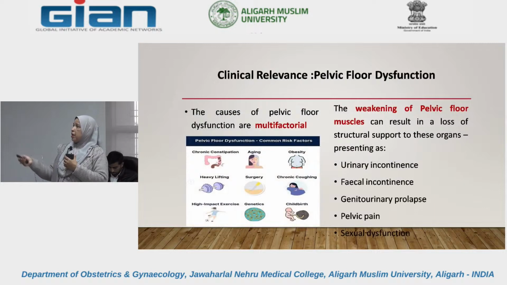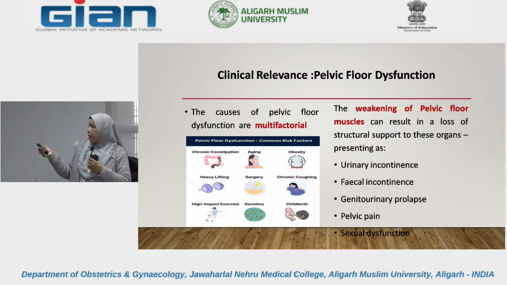So these are the risk factors. Pelvic floor dysfunction is multifactorial, and the picture shows the various risk factors. Nowadays they are classified into obstetrical and non-obstetrical risk factors. The main thing is that if there is a weakness of the pelvic floor, it leads to pelvic disorders in the form of urinary incontinence, fecal incontinence, genitourinary prolapse, chronic pelvic pain, and sexual dysfunction. We are discussing all these. Our international faculty is highlighting the importance of all these pelvic floor muscles and how to take care of them.